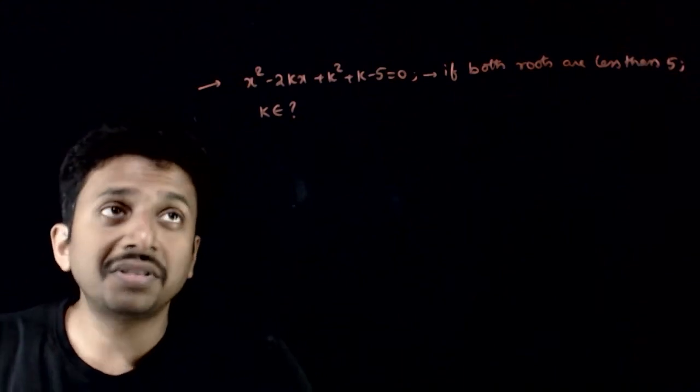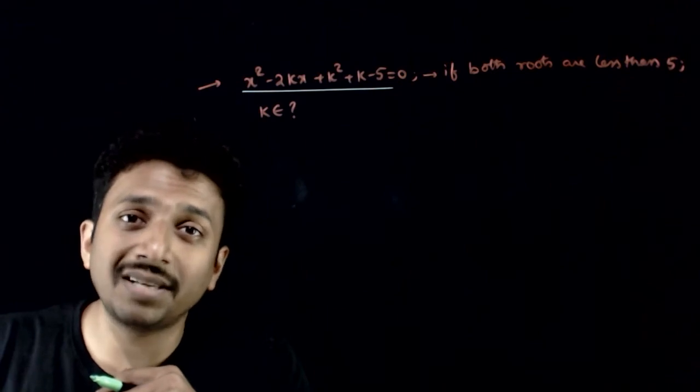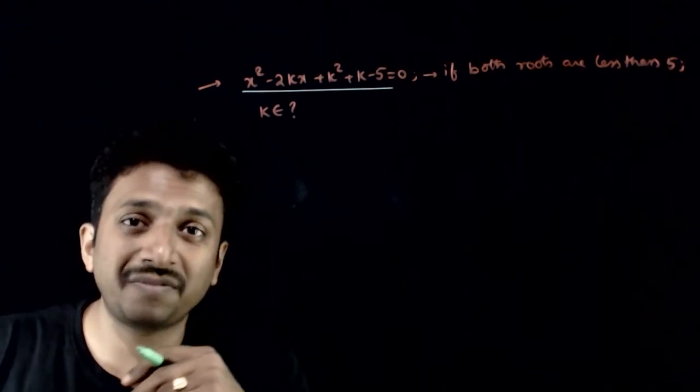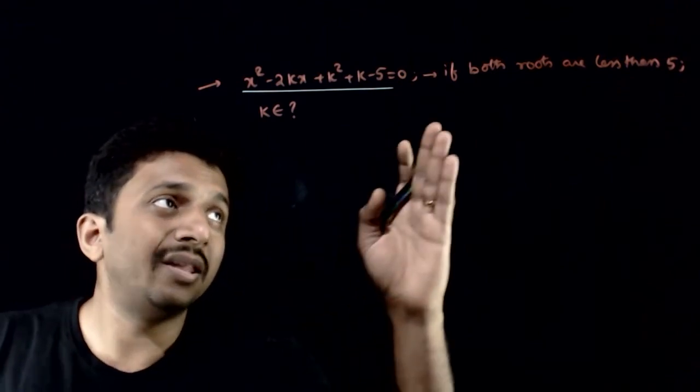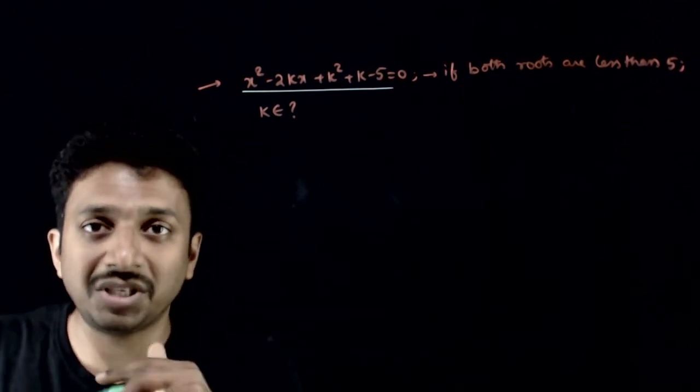So welcome students. In this question you're given a quadratic equation x² − 2kx + k² + k − 5 = 0, and both roots of this equation have to be less than 5. Then k belongs to which interval?